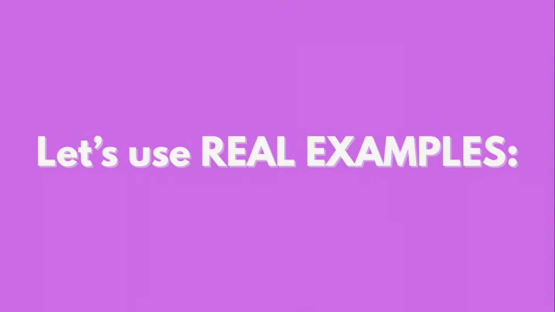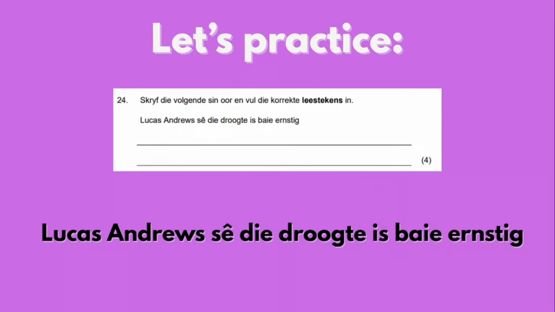I got these examples from past papers. The first one says, skryf die volgende sin oor en vul die korrekte leestekens in. Now, I've seen people get 0 for this question, which is so unnecessary because it counts 4 whole marks. If your test is out of 40, you are missing an entire 10% of your test because of this. They only ask for leestekens, which means you don't have to also look for capital letters, but there is a capital letter missing, which I'll show you just now.